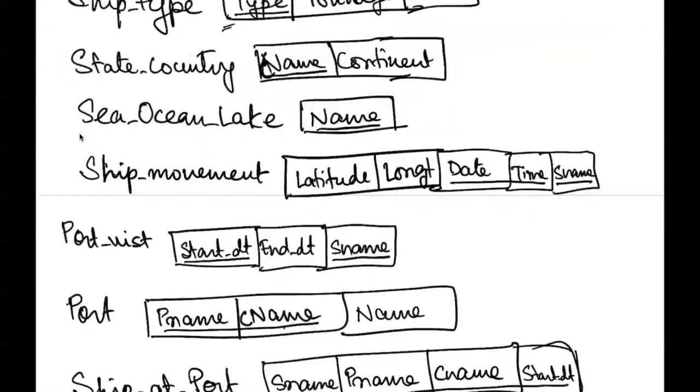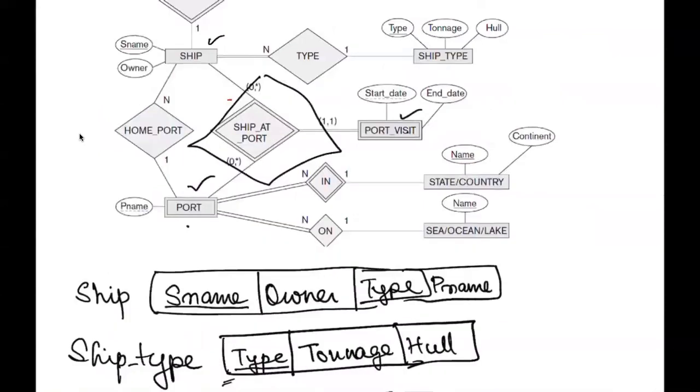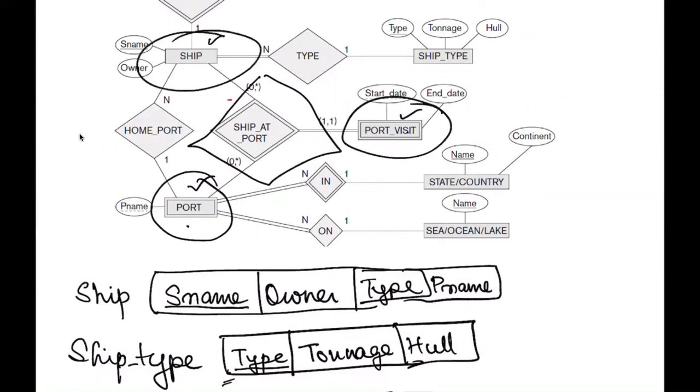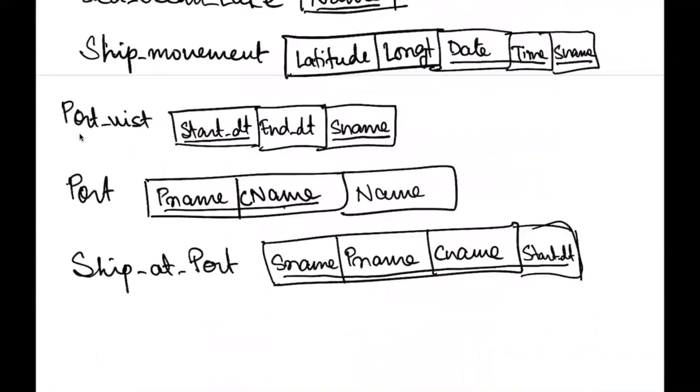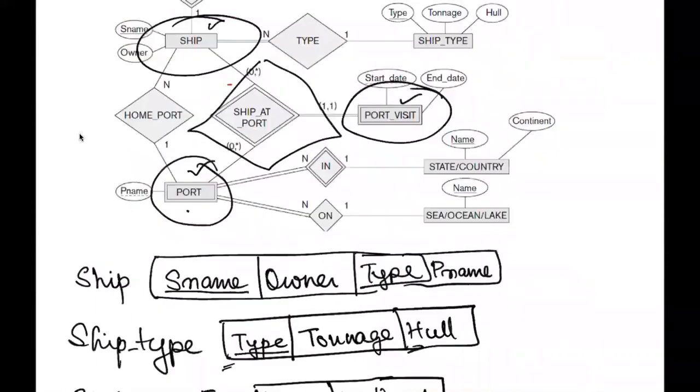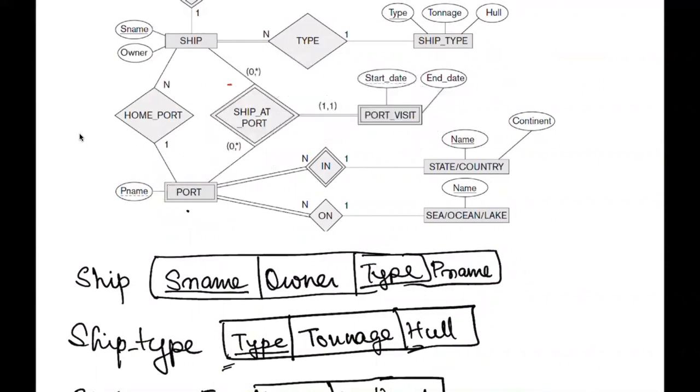So let me repeat again. For a ternary relation, take the primary keys of all the participating entities from their relations and put them together in a new relation. Also, if the ternary relation has some attributes of its own, then you add these attributes also to the new relation. Since ship at port doesn't have any attribute of its own, we will keep it as this.